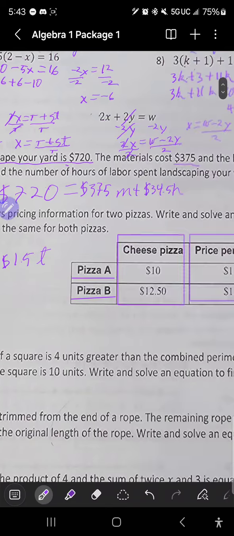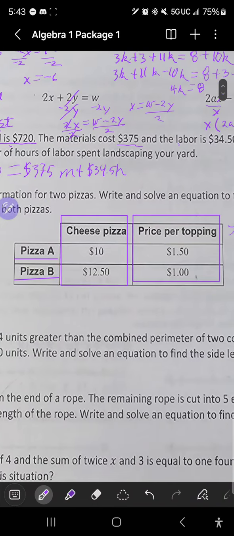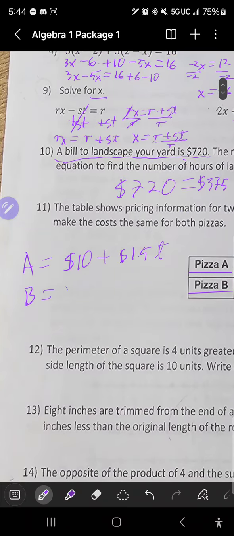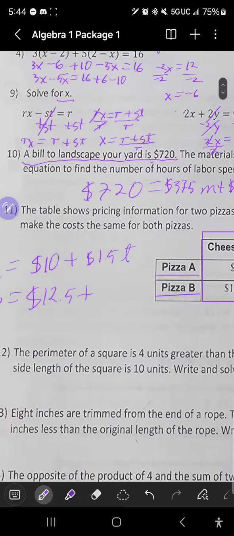Now for pizza B, I know that 12.5 is the value of the pizza, so I put $12.5 plus each topping, I'm sorry, is going to be 1. So I put 1 T, since each topping is going to be 1. So I have these two equations.